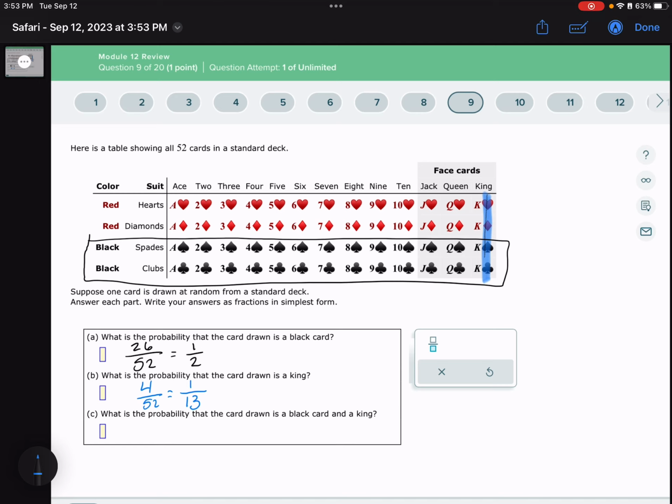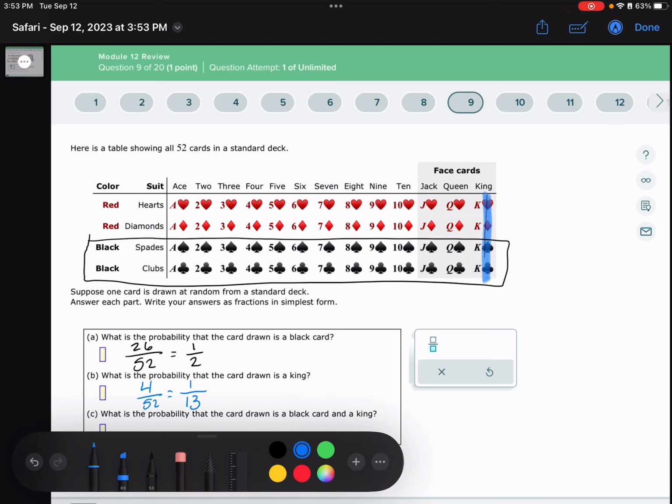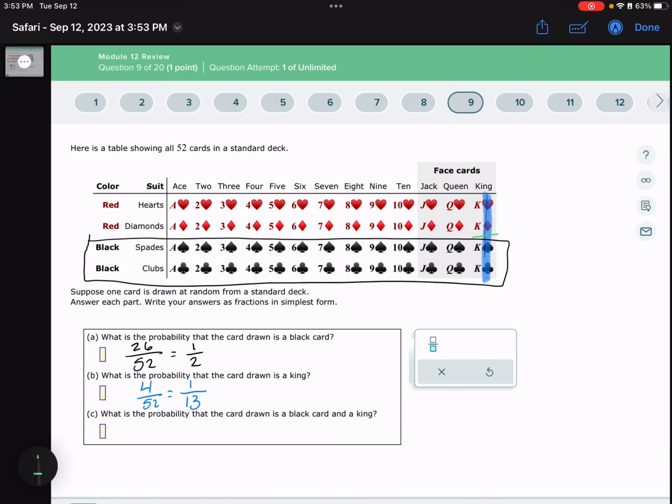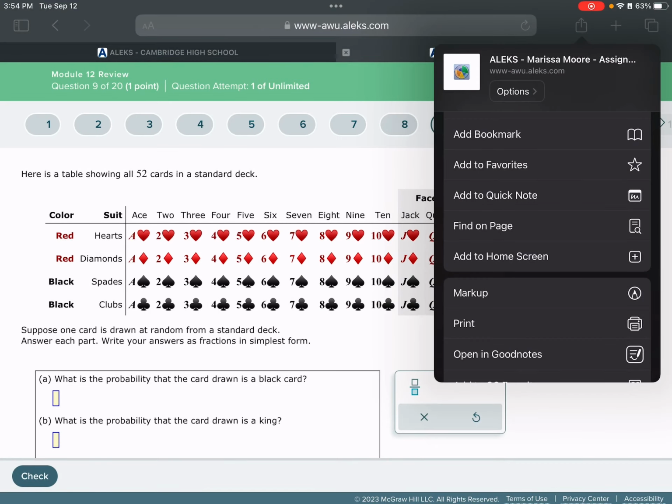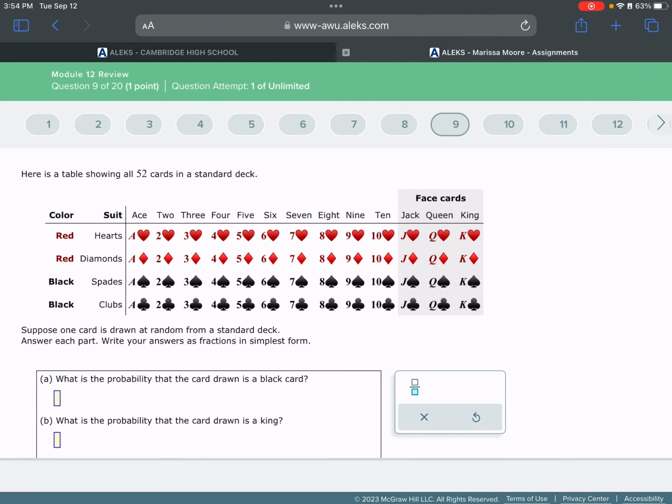The next is what is the probability that it is a black card and a king? So I'm kind of looking for the overlap here, and that's pretty easy to see on my screen the way I have this set up. So 2 out of the 52 cards are black cards and kings. So that is 1 out of 26. You can type that into Desmos to simplify it, or maybe you just know how to get that on your own without Desmos.